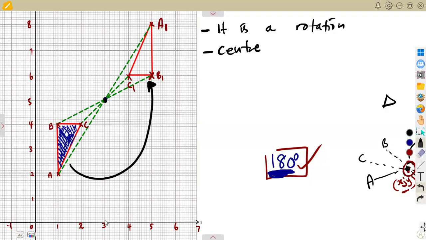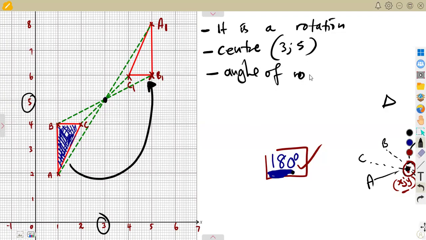So the center is where these two meet, 3 versus 5. That is this point. So x is 3. So that's our center of rotation, (3, 5). And the angle of rotation is 180 degrees. That's the special part of it. You don't even need to measure with a protractor, guys: A to A1 is a straight line. That's 180 degrees, a straight line. So it's a special type of transformation that you need to understand.